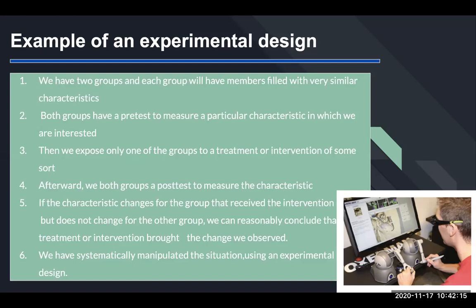And lastly, we have systematically manipulated the situation using an experimental design if our results change in the post-test.